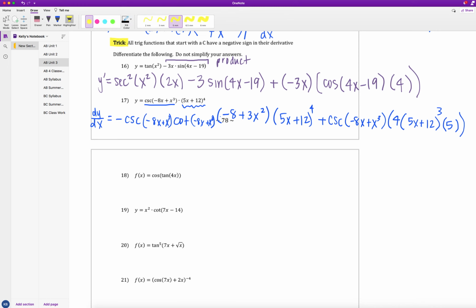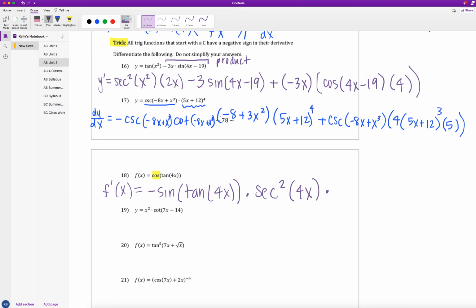So here, my outermost function is the cosine, and then tangent of 4x is my inside function. So let's start with the derivative of cosine. Derivative of cosine is negative sine. Keep the inside the same, so the tangent of 4x stays the same, times the derivative of the inside now. I have tangent of 4x, so tangent is now my outside function. Derivative of tangent is secant squared. Keep the 4x the same, times the derivative of 4x would be 4 there.